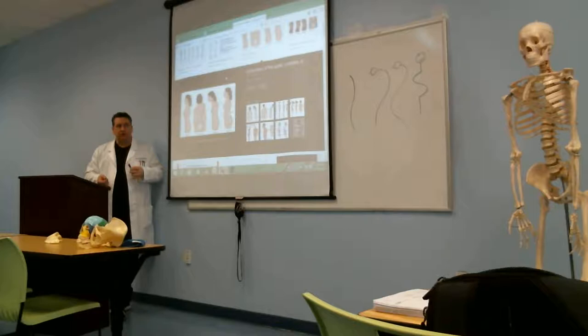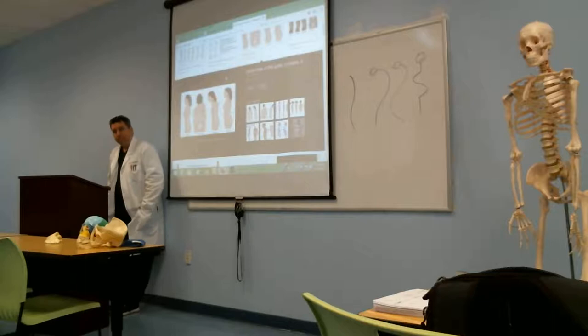So even if yours is perfect like this right now, it won't be in the future. In the future, it's going to change a little bit, if it hasn't already. Most of us already have a little bit of one of these or a little bit of two of these. I definitely have some lordosis going on.